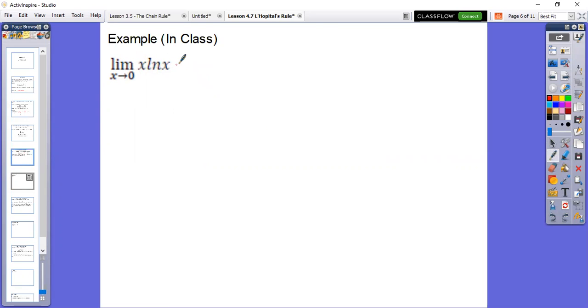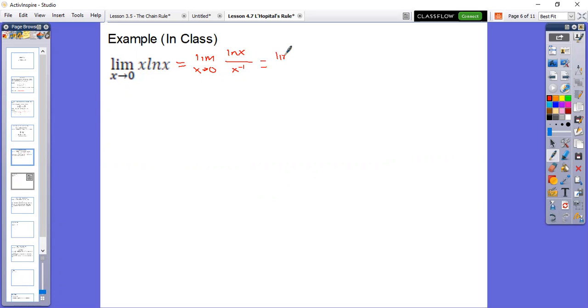So in this case, we have the limit as x approaches 0 of x times ln of x. First, substitute in 0. The limit as x approaches 0 of x is 0, of ln of x is negative infinity. So I end up with the limit as x approaches 0 of 0 times negative infinity. So what I'm going to do is rewrite this as a fraction, which I can now take and apply L'Hopital's Rule. We'll do the first step together.